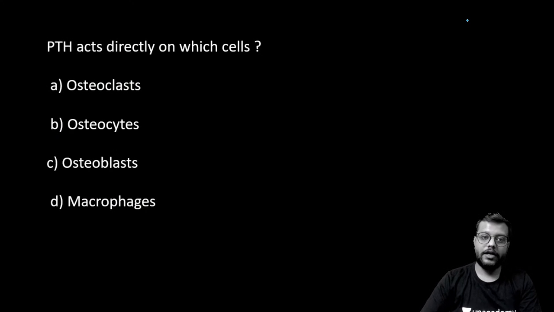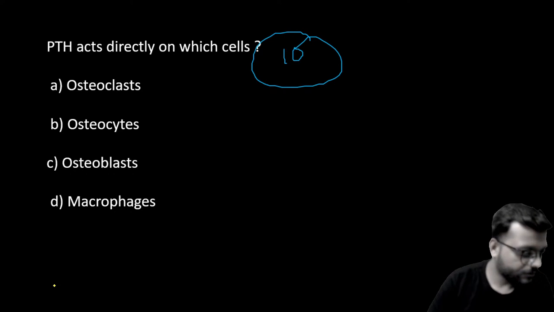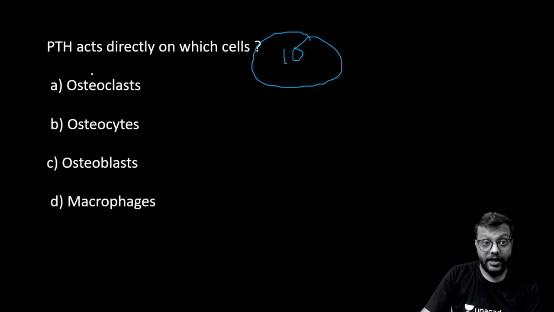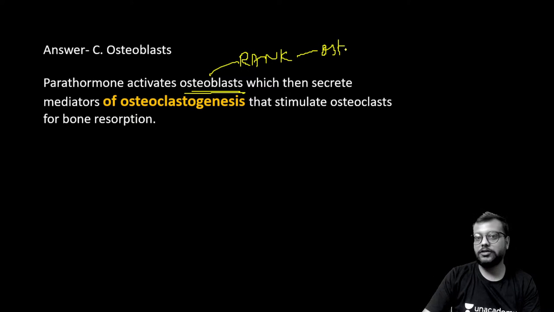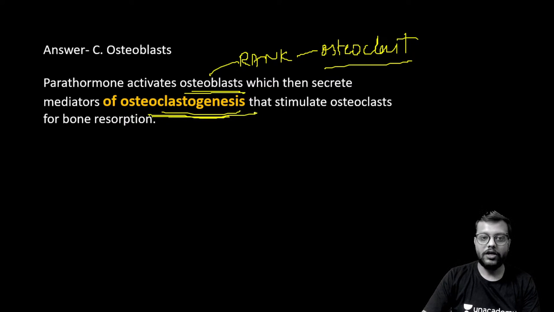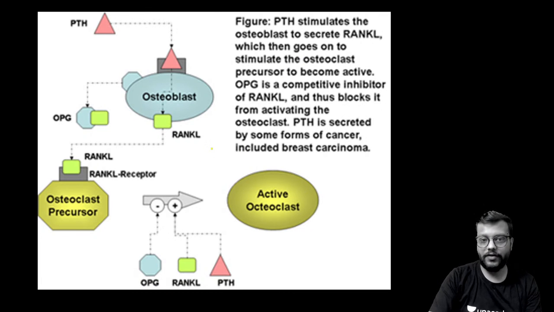Okay, now the next question is, PTH acts directly on which cell? Now it's very easy, giving you 10 seconds. PTH directly acts on, as we have discussed just now, the osteoblasts. So PTH activates osteoblasts, which secrete mediators like RANK ligand, which activates the osteoclast and also forms new osteoclasts and helps in their survival. So this is called osteoclastogenesis. Okay, here you can see the PTH stimulates osteoblasts to secrete RANK ligand, which goes to the osteoclast and activates it, okay?